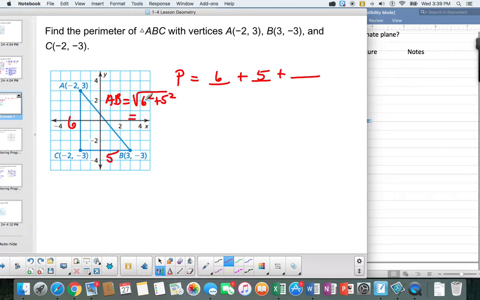And that's going to be 36 plus 25, which is square root of 61. All right, so the answer is 11 plus root 61. Now you can't put these together, but you can approximate by putting root 61 in your calculator. And if you do that and round to the nearest tenth, the answer is about 18.8.